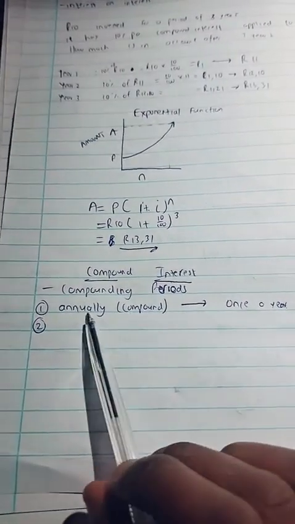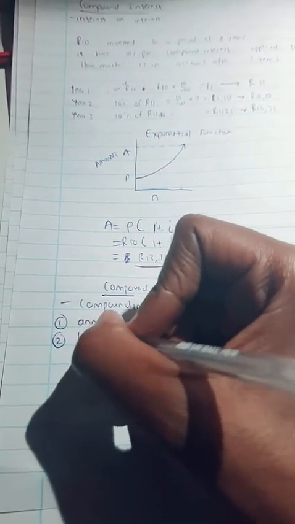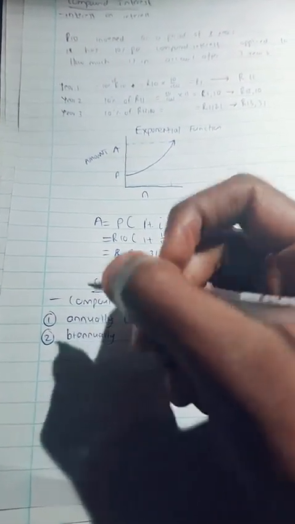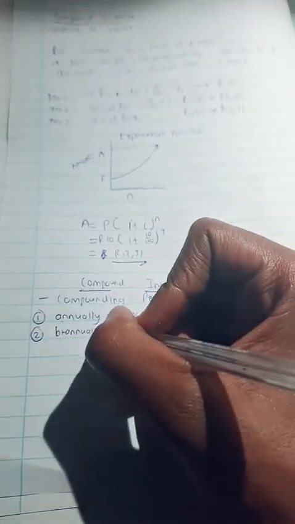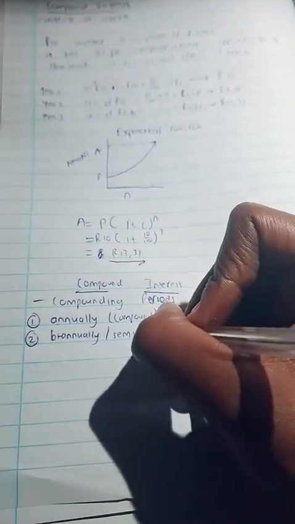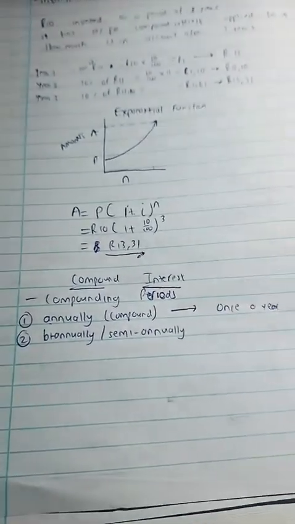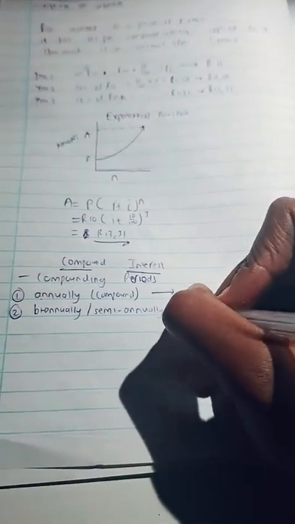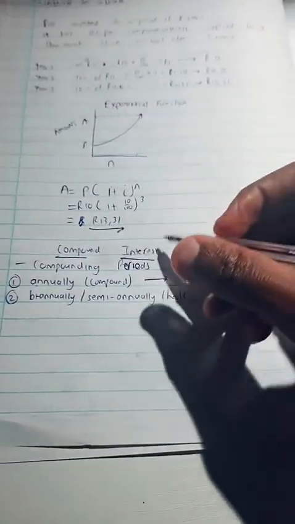We don't only compound annually, but we can also compound, and I'm going to write the synonyms that have to do with this. We can compound biannually or semi-annually, because these are the other alternative words that I use, or half yearly.